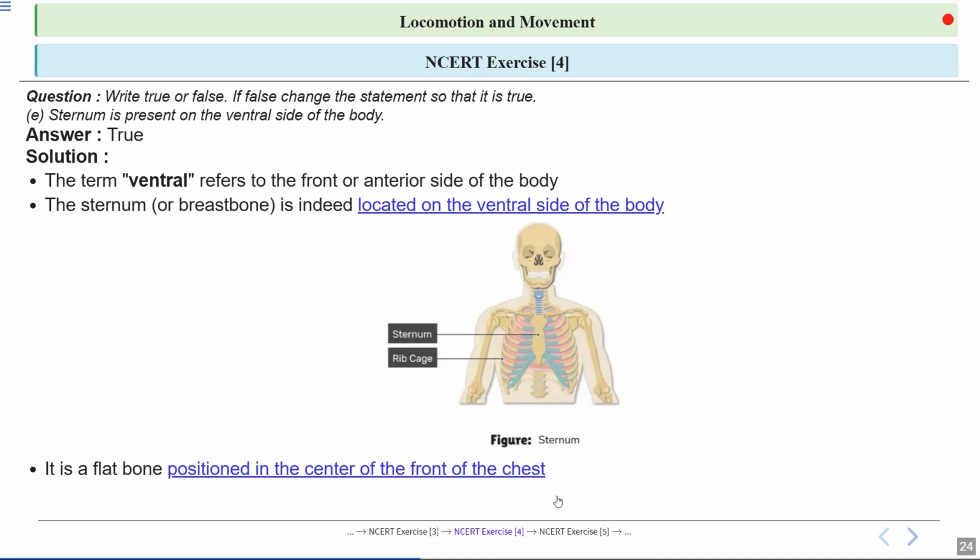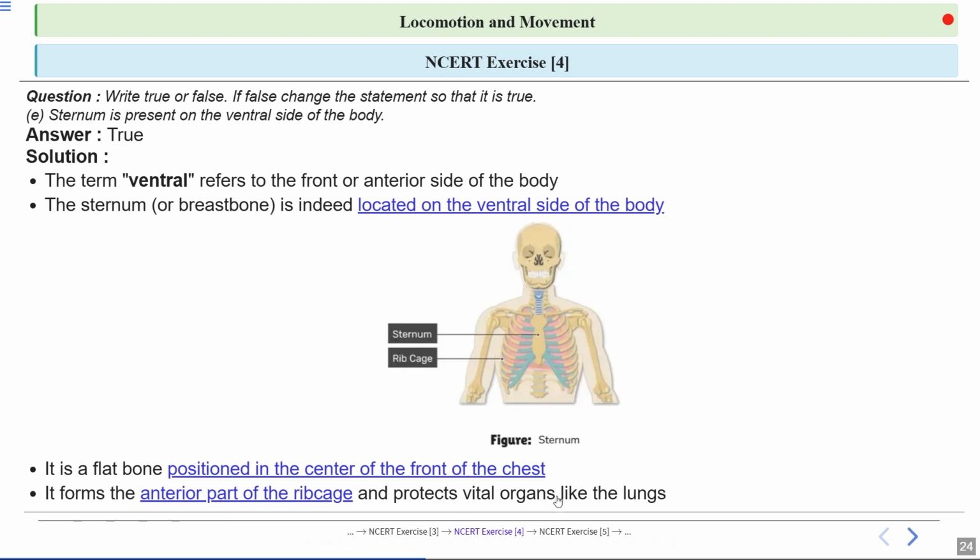So the sternum is a flat bone and is positioned right in the center of the chest. You can think of it like a shield that sits at the front, protecting important organs. Its flat shape helps it cover and safeguard important organs like heart and lungs. To sum up, we can say the sternum forms the front part of the rib cage and plays an important role in protecting vital organs like lungs and heart. So the statement is true, that is, the sternum is present on the ventral side of the body. So remember this when thinking about how the skeleton protects us from any kind of injury.